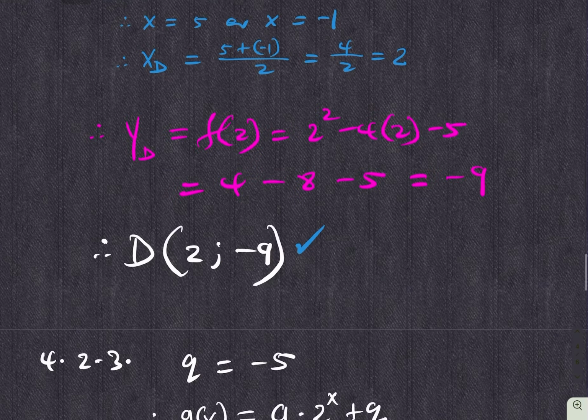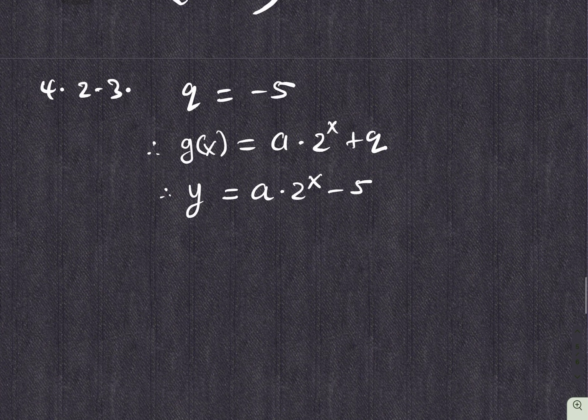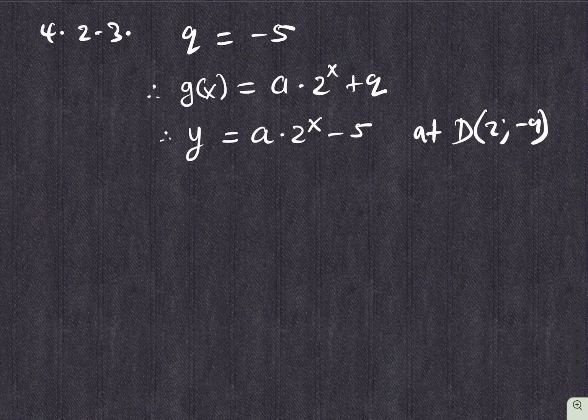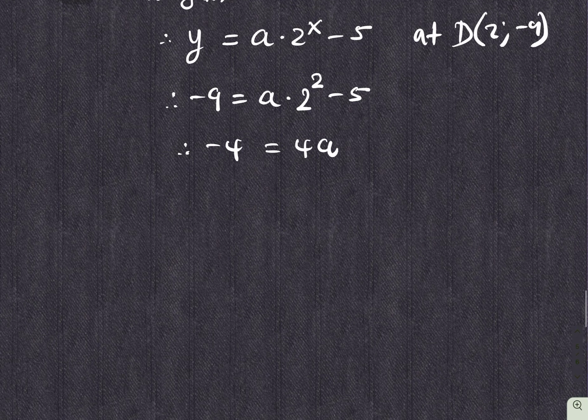So I'm going to say, well, at D is 2 and negative 9. Let's get the value of A. Therefore, we are going to get negative 9 is equal to A multiplied by 2 to the power x, and x is 2 there. So I'm just going to put a 2, minus 5. Therefore, if I transpose 5 to this side, this becomes negative 4 is equal to 2 squared, which is 4, multiplied by A, so it's 4A. Therefore, my A is negative 1.